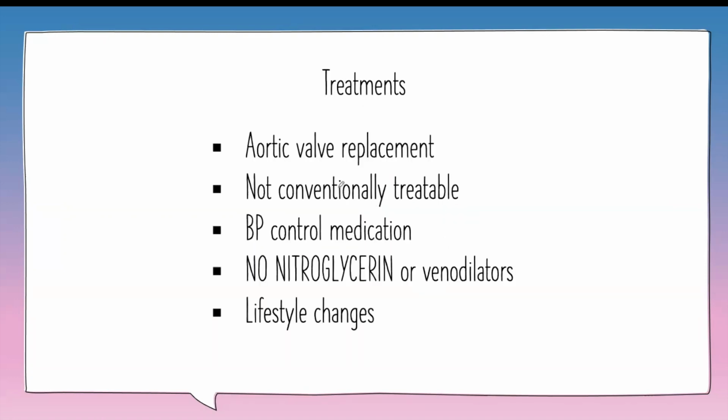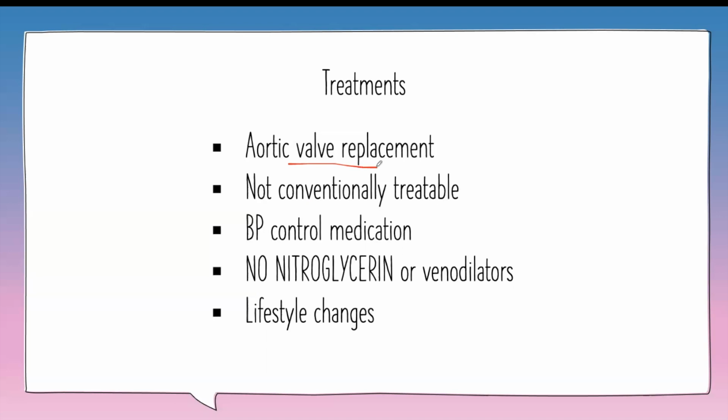Lastly, we'll be covering treatments. The only definitive treatment in aortic stenosis is aortic valve replacement. There is no conventional treatment, but there are medications given to control blood pressure. Severe aortic stenosis is preload dependent because it needs enough blood and pressure to push blood through the narrowed valve. Anything that drops the preload by dilating veins can be potentially dangerous for patients with severe aortic stenosis. Therefore, you should not prescribe anything that decreases preload, such as nitroglycerin or any other venodilators.